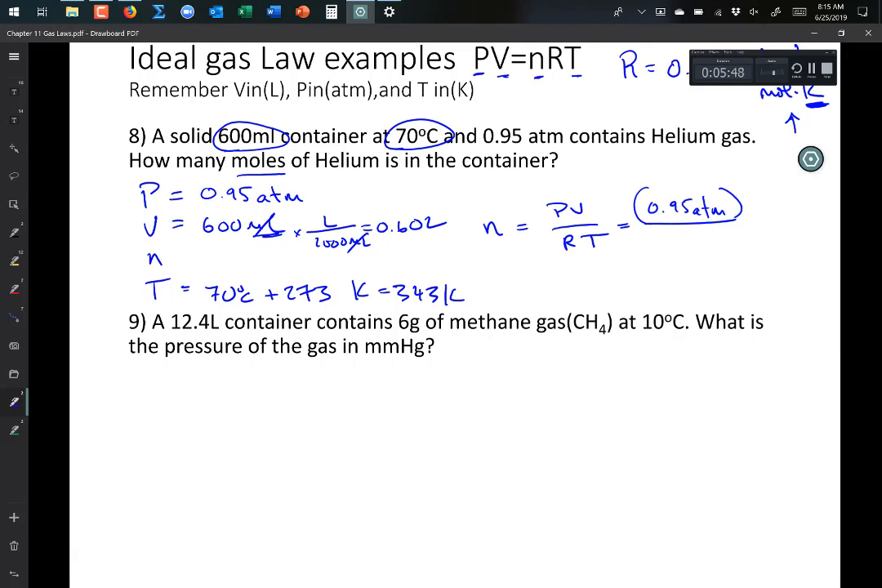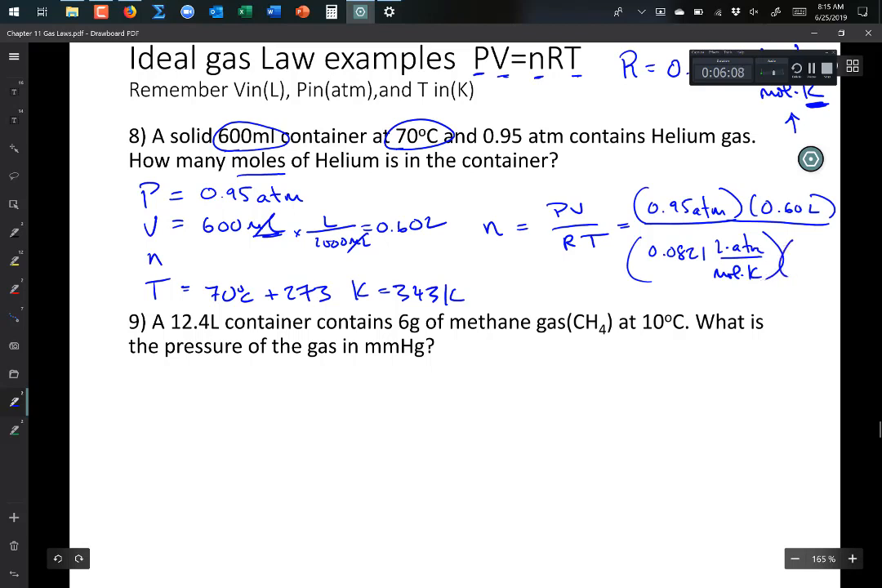And V is 0.6 liters. That's an L. And then, let's see, R is 0.0821 liters times atmospheres over moles times Kelvin. And T is 343 Kelvin.